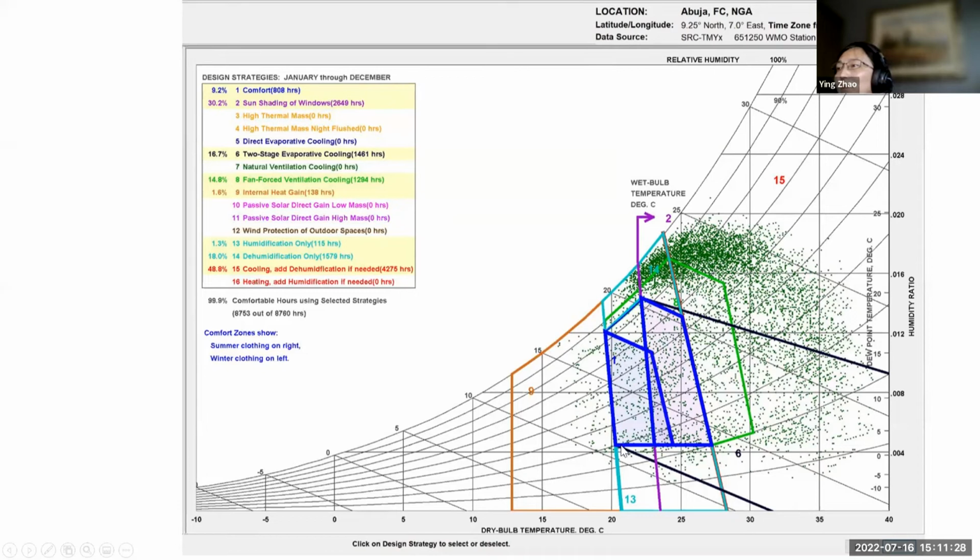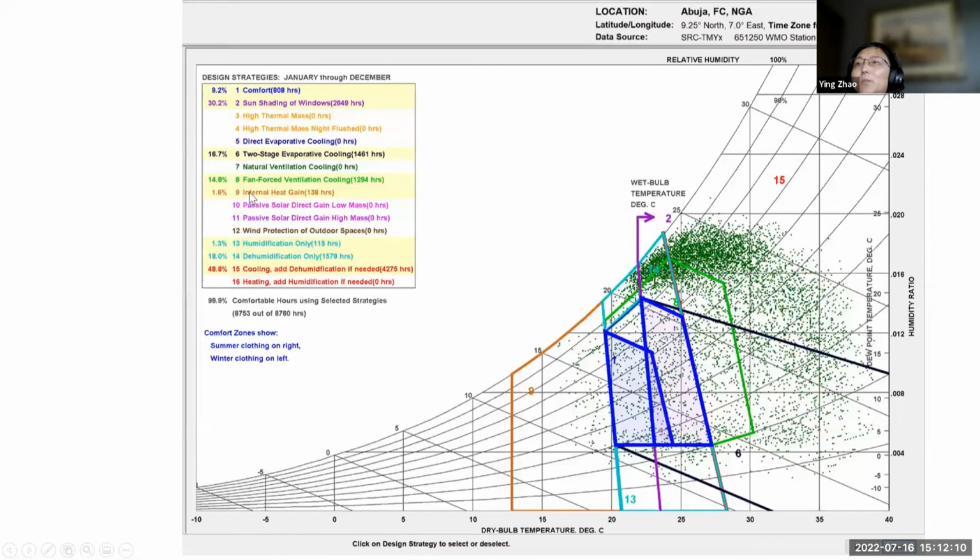There is a comfort zone here from 20 to 25. That area is the comfort zone. It shows a very small number of hours falling in this comfort zone. In addition to that, 30% will use sun shading of windows, which will be effective for more than 2,600 hours. And then there will be dehumidification only.